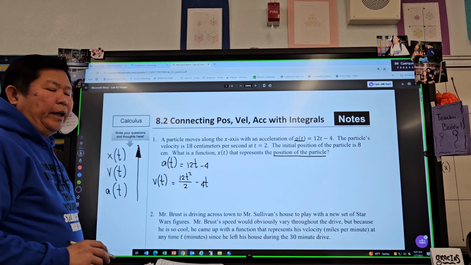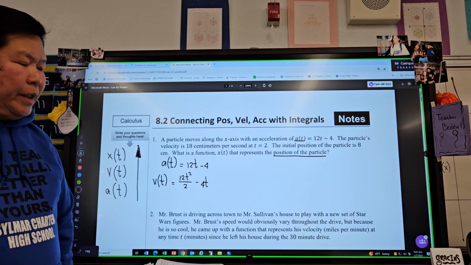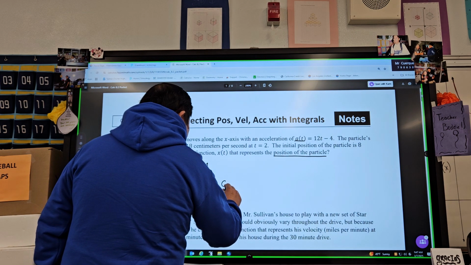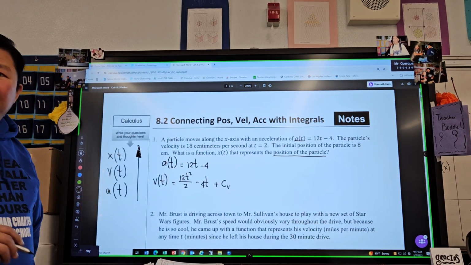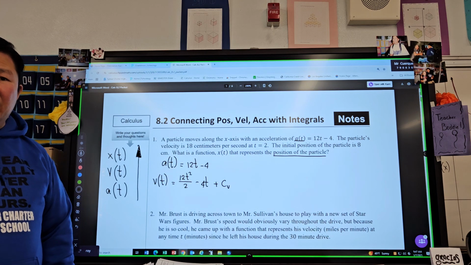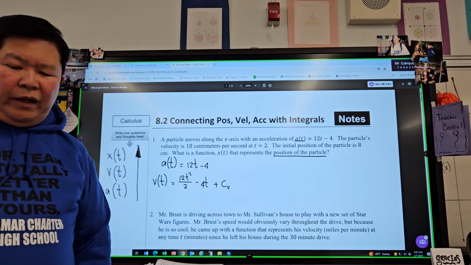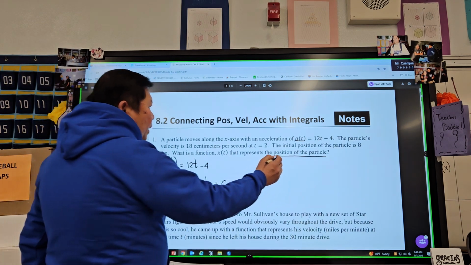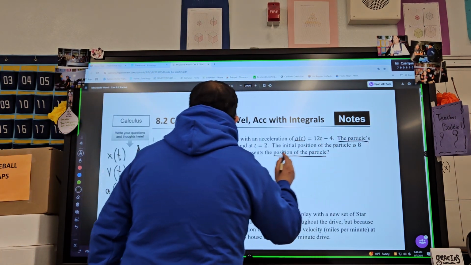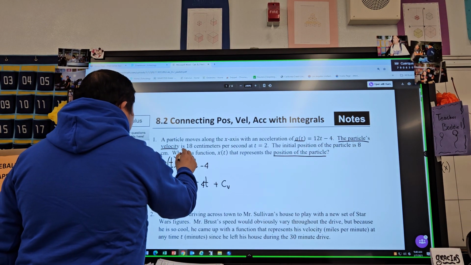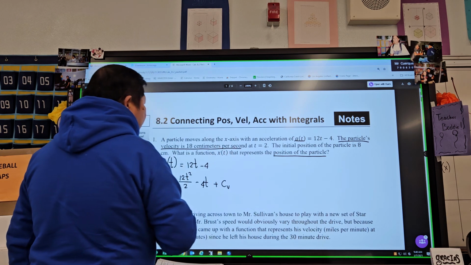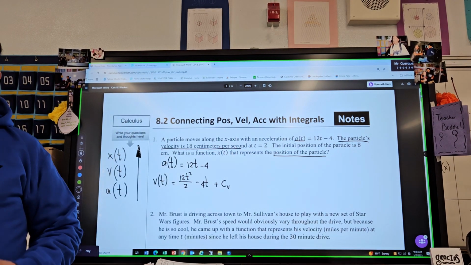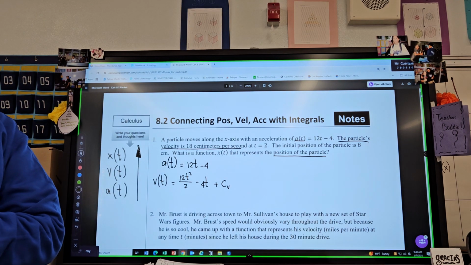Okay, and then what else? Plus C, plus the constant of the velocity. So I just say CV, okay? The constant of the velocity. And then what is next, guys? The particle's velocity is 18 centimeters per second at t equals 2. So what is your idea about this one, guys? What do we do?